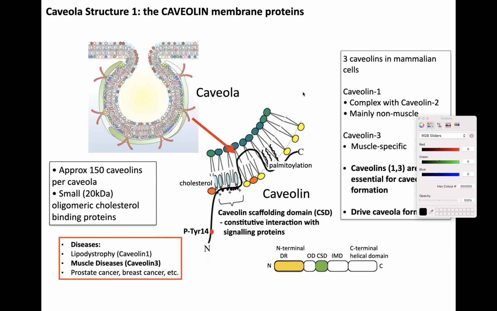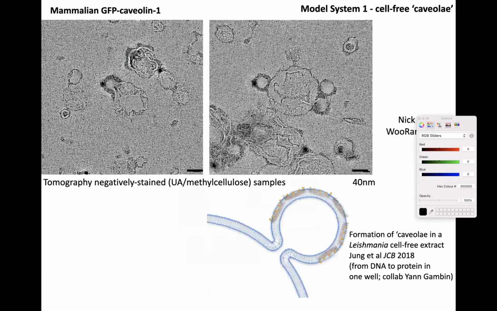But we also know that caveolin itself can drive formation of invaginations. And I'm going to show a couple of examples. This is all published, so I'll go through it quickly. First of all, we showed in a cell-free system. So this is a Leishmania extract. We can add DNA in this mixture. It makes RNA, it makes protein. And then the caveolin is actually inserted into the membrane.